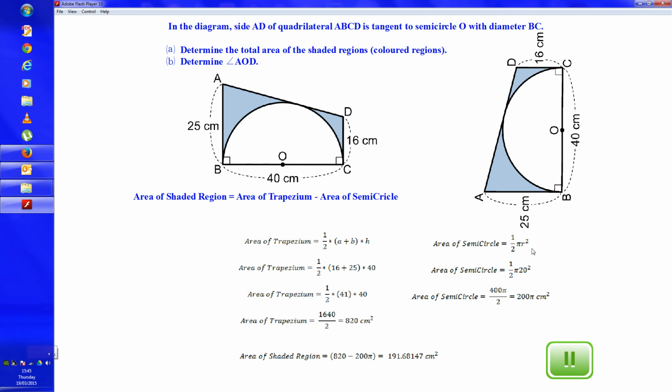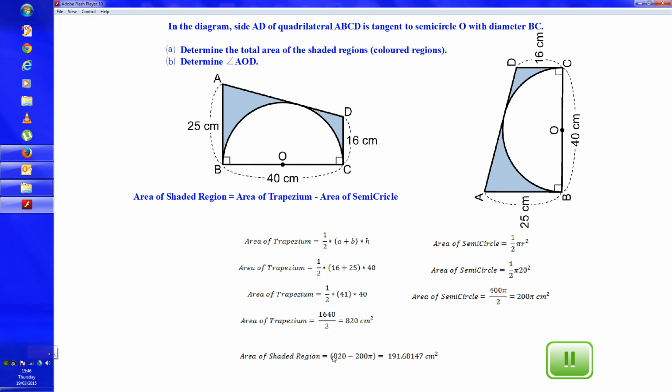The area of the semicircle inscribed inside this trapezium or the quadrilateral is half times pi multiplied by r squared. Now we're taking the radius of our semicircle to be 20, which is half of the 40 centimeter diameter BC. So our radius is 20 centimeters, and the area of the semicircle works out to be 200 pi centimeters squared.